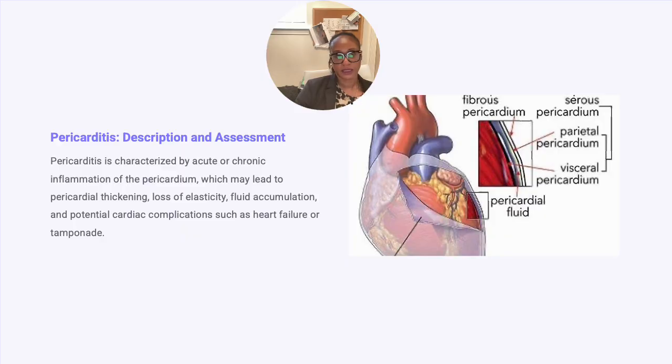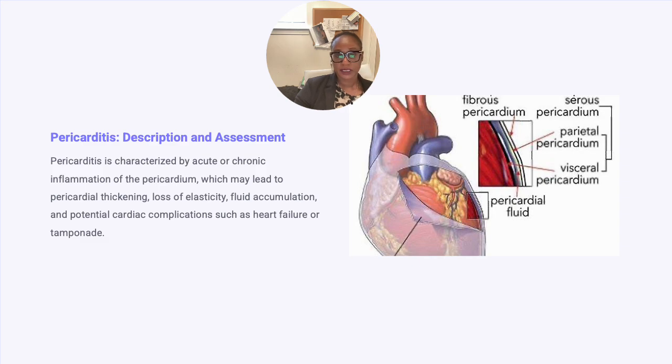So next we're going to look at pericarditis. So the description is this is an acute or chronic inflammation of the pericardium. Chronic pericarditis is a chronic inflammatory thickening of the pericardium, which constricts the heart, causing compression. The pericardial sac becomes inflamed. Pericarditis can result in the loss of pericardial elasticity or an accumulation of fluid within the sac. Heart failure or cardiac tamponade may result. So this is a real serious medical emergency.